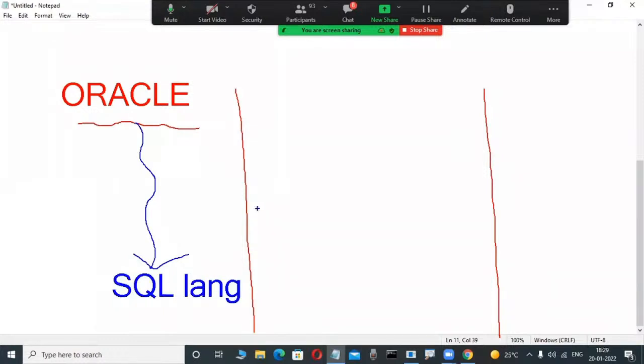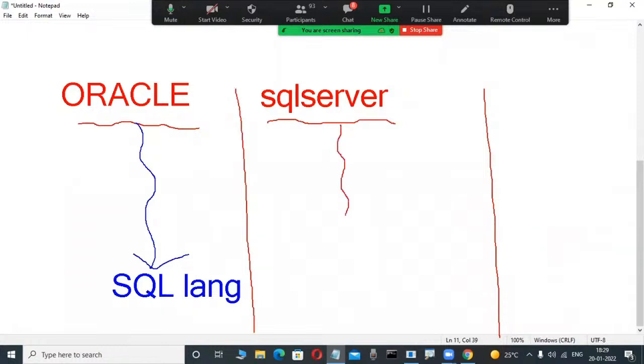Suppose in my company there is another project. That is also a relational database product, from Microsoft. That is SQL Server. Some employees are working on the SQL Server product. That is also a database product, same as Oracle, but to operate that SQL Server they are using one language only. What is that language? SQL is a language.